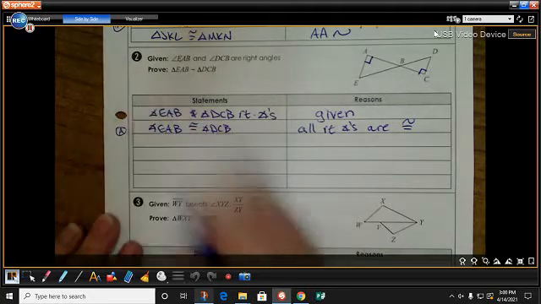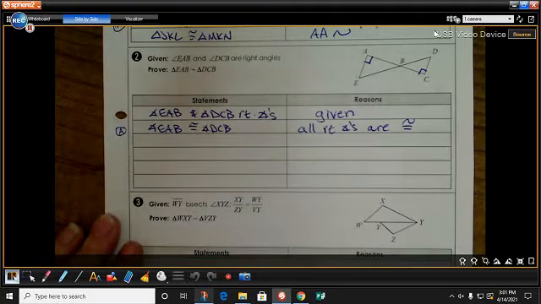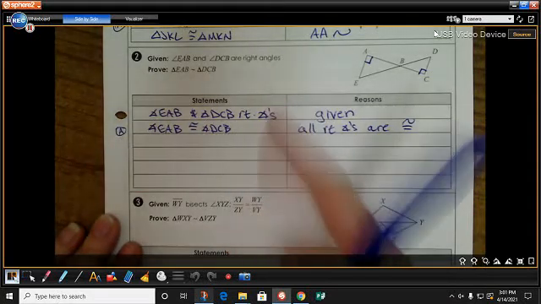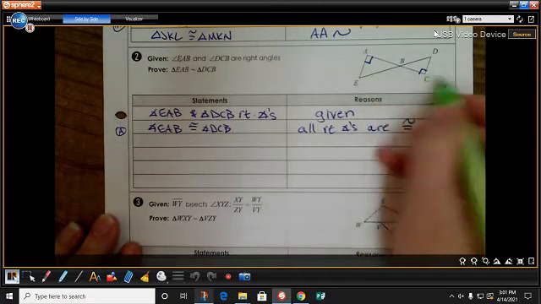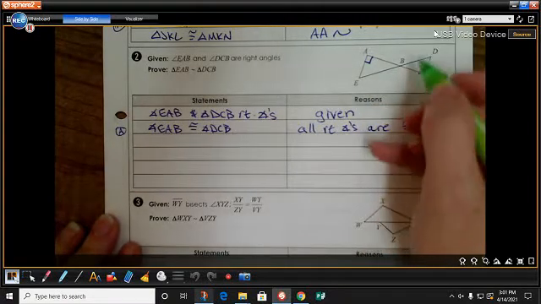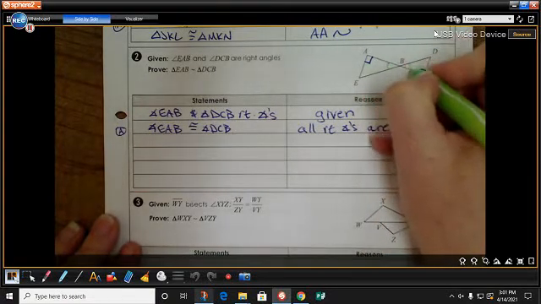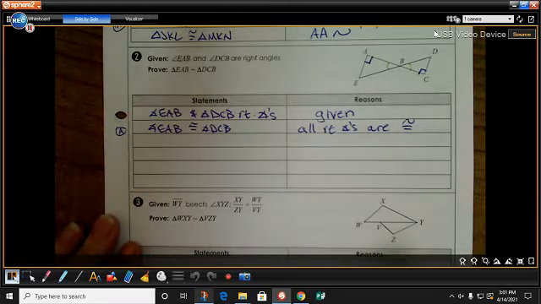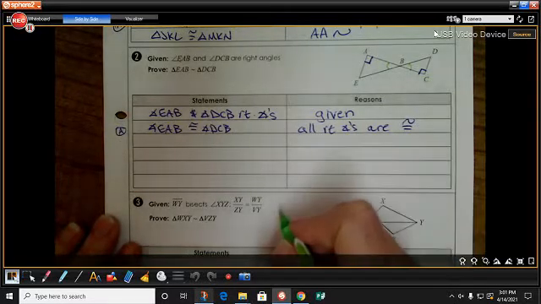So now I have one set of angles being congruent in my triangles. So I need one more set being congruent. So you look at the picture and you notice, ooh, I have some vertical angles here that are going to be congruent to each other.